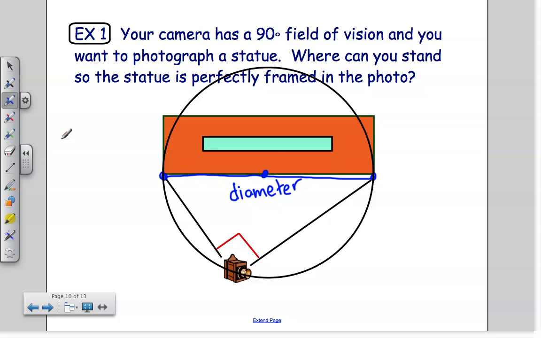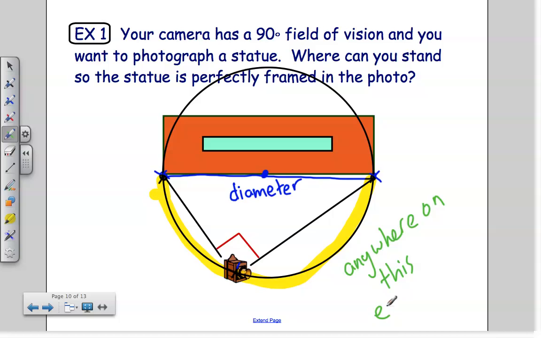Now notice the key points here. I have the edges of the statue being the ends of the diameter, and the camera is right on there too. Anywhere on this semicircle, I could stand with that camera and take that picture, and I'd have a perfect 90-degree range. So anywhere on this semicircle.